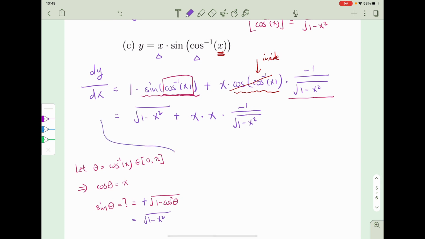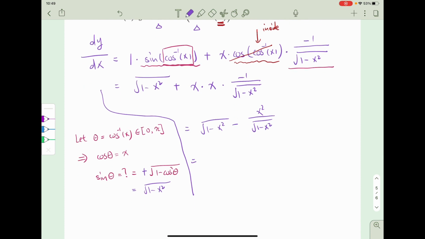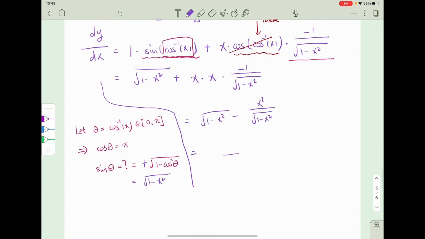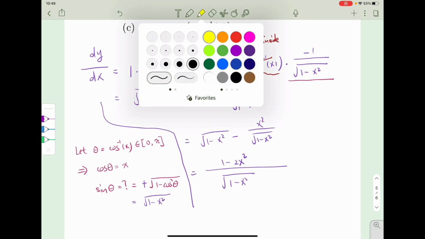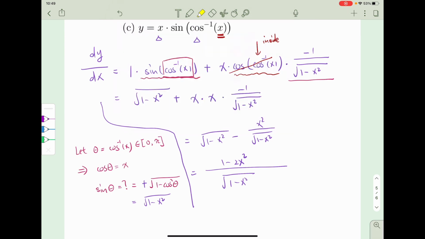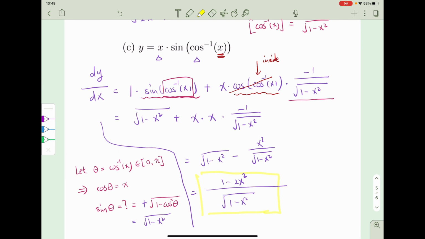And then it finally simplifies to this, minus x squared. If we combine these fractions, it becomes 1 minus 2x squared as the final answer. Okay, final answer. So that is our question C.